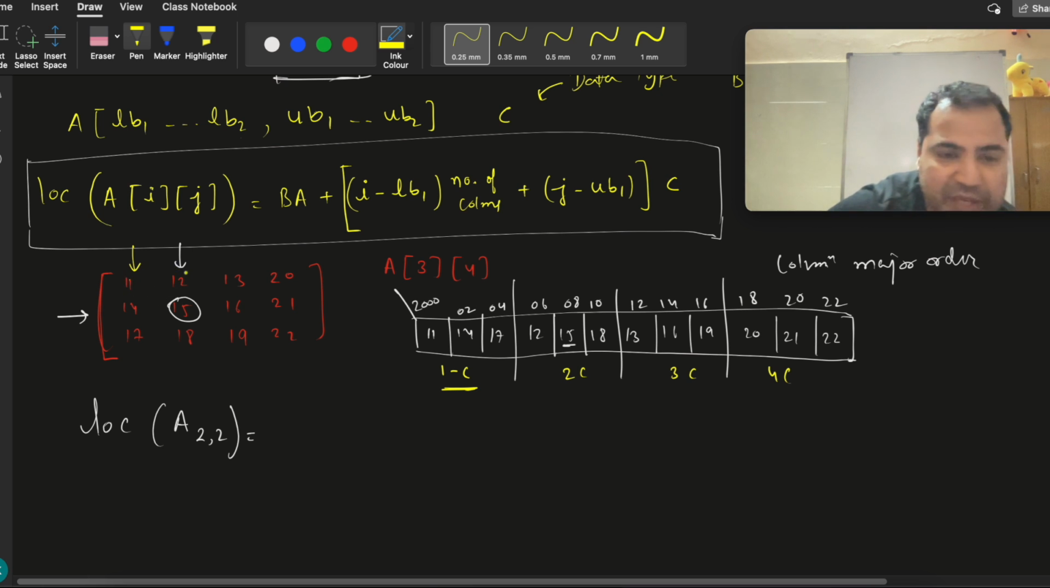If you are coming from here to here, then how many elements? One, two, three, four, five. Actually, it is on the sixth position. So one, two, three, four, five elements I have to skip, right? So how will I write it?